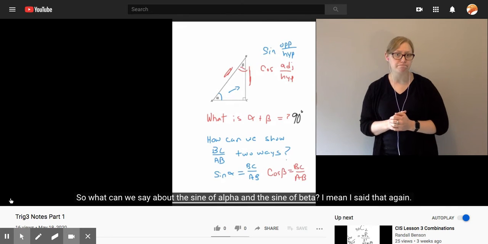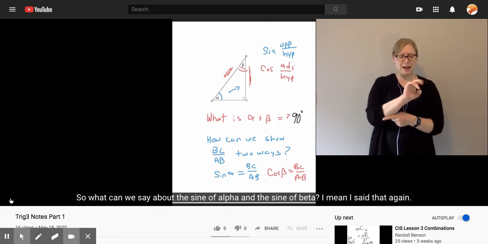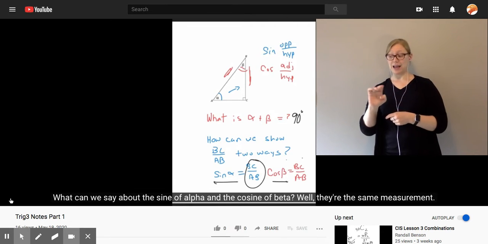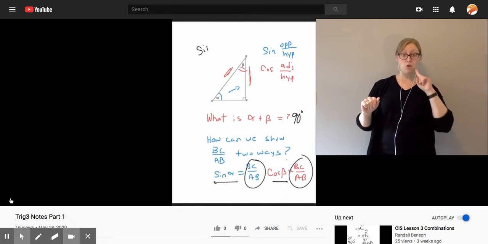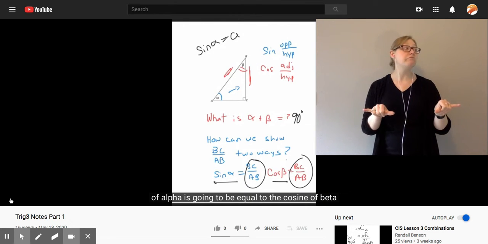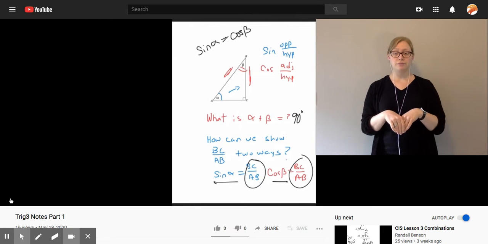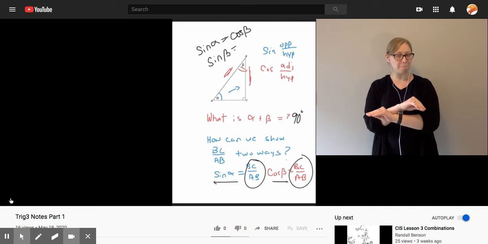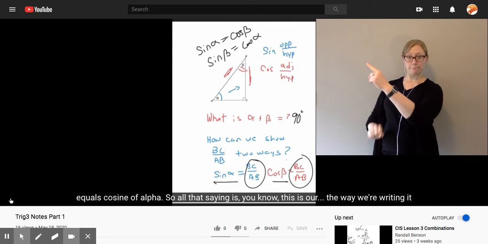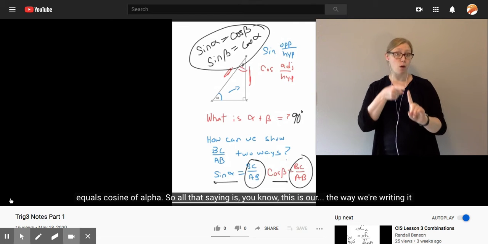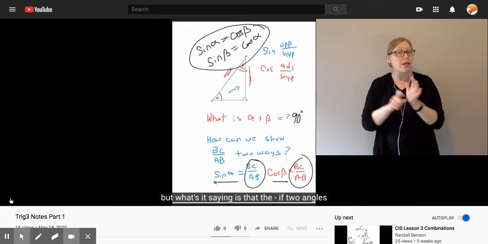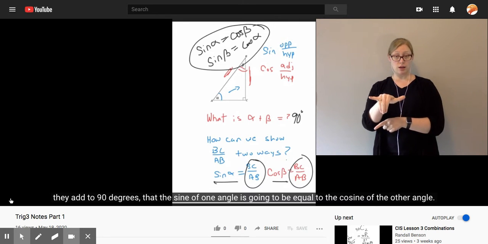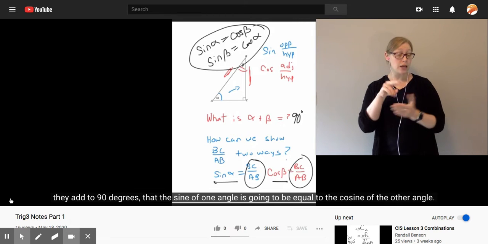So what can we say about the sine of alpha and the cosine of beta? Well, they're the same measurement. So the sine of alpha is going to be equal to the cosine of beta, and vice versa. We could do it the other way too. We could say sine of beta equals cosine of alpha. So all that's saying is that if two angles are complementary, they add to 90 degrees, then the sine of one angle is going to be equal to the cosine of the other angle.